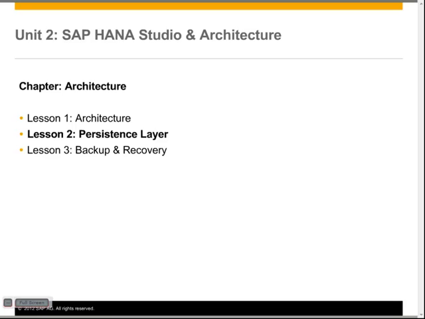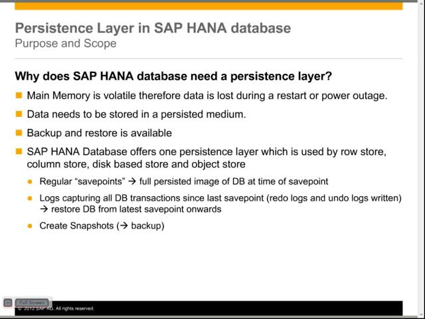The next module will deal with the persistence layer. One of the questions that's often raised about HANA is, what if the cord to the server is unplugged? Do I lose all my data? No, that's why we have a persistence layer. The HANA database offers one persistence layer which is used by row store, column store, disk space store, and object store. The persistence layer is what ensures that changes are durable and that the database can be restored to the most recent committed state after a restart.